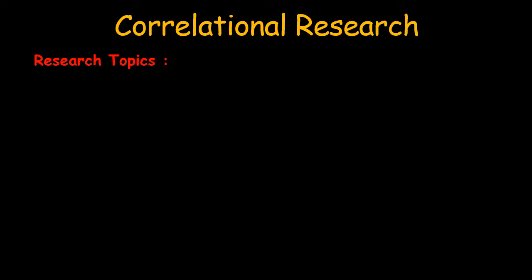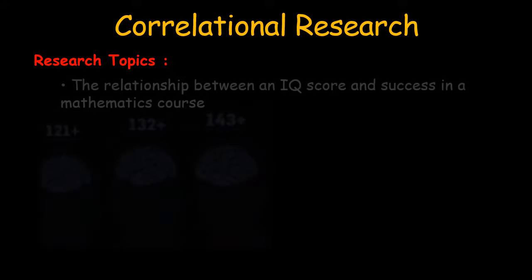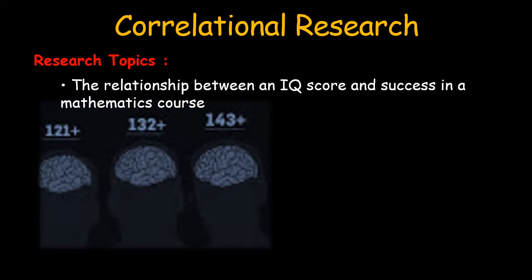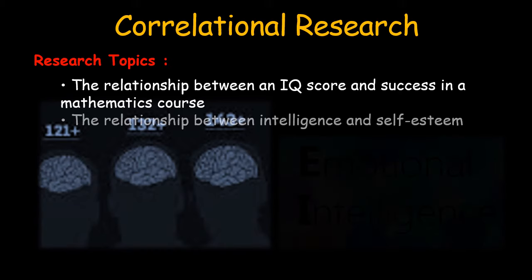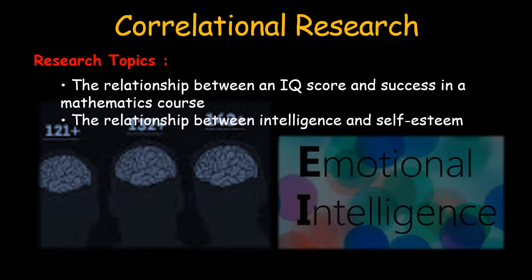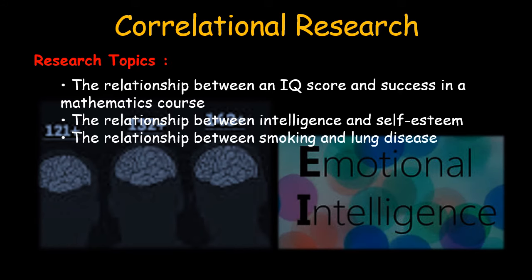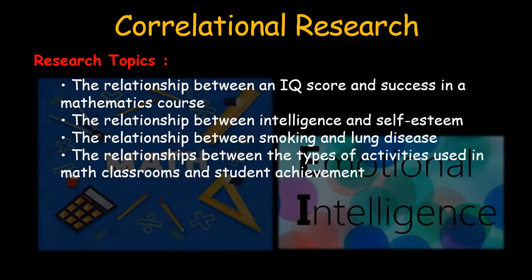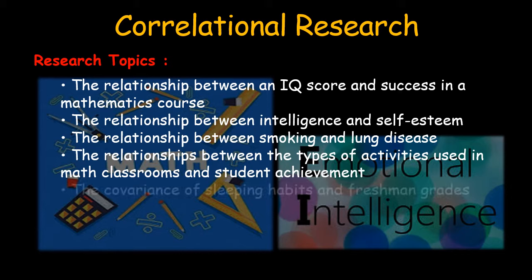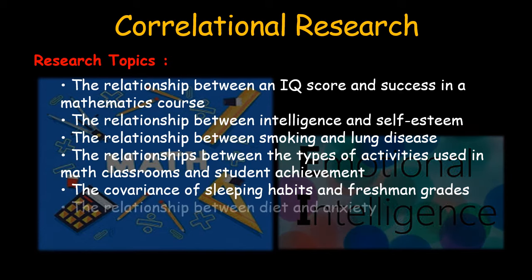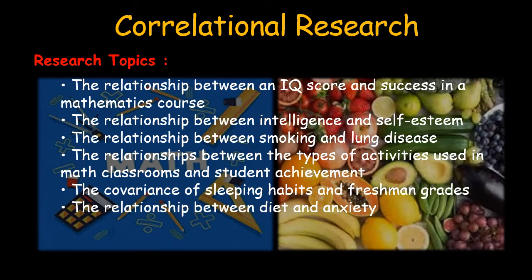And here are some research topics for use in correlational research. The relationship between an IQ score and success in a mathematics course. The relationship between intelligence and self-esteem. The relationship between smoking and lung disease. The relationships between the types of activities used in math classrooms and student achievement. The covariance of sleeping habits and freshman grades. The relationship between diet and anxiety.